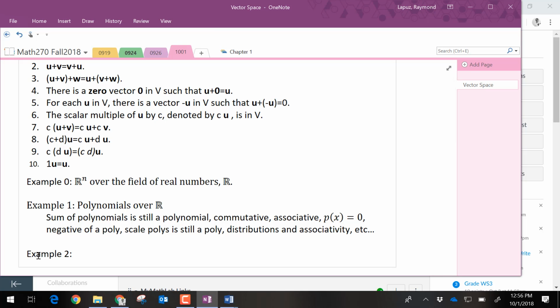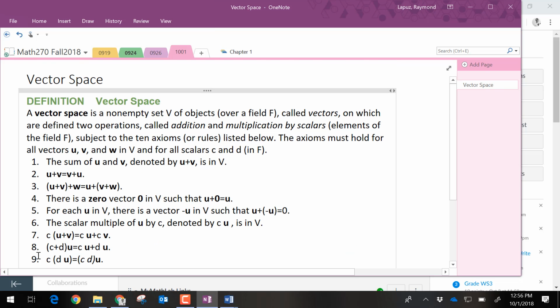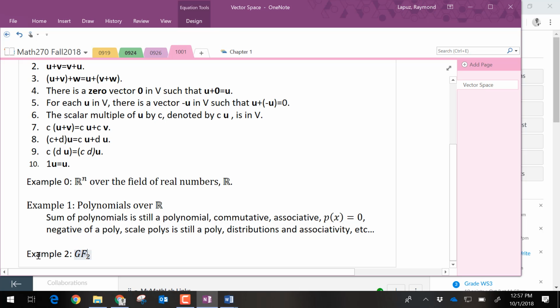So our second example, we'll call it GF2 to the n, over the field, and the field is going to be GF2. And what does GF2 stand for? Galois.